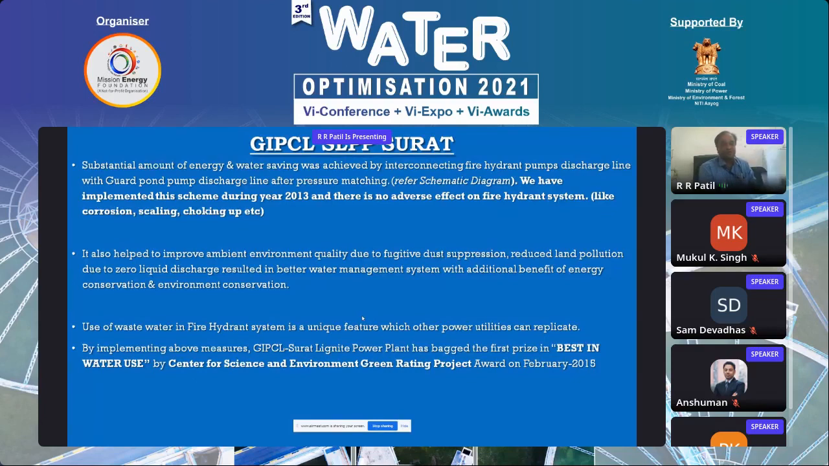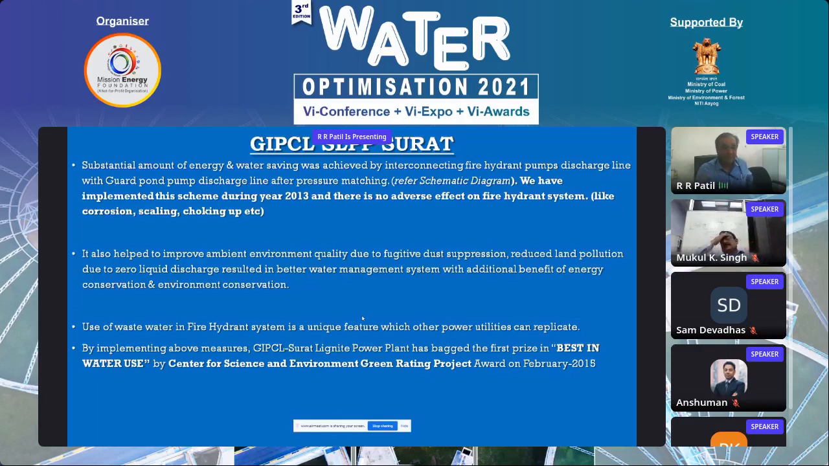This guard pond water, after adopting the primary treatment, we utilize in the fire hydrant system in an efficient way. There is no problem for the operating system; we have not observed corrosion, scaling or choking. This is an effective idea to reutilize the wastewater in the hydrant system, blended with some part of the service water.